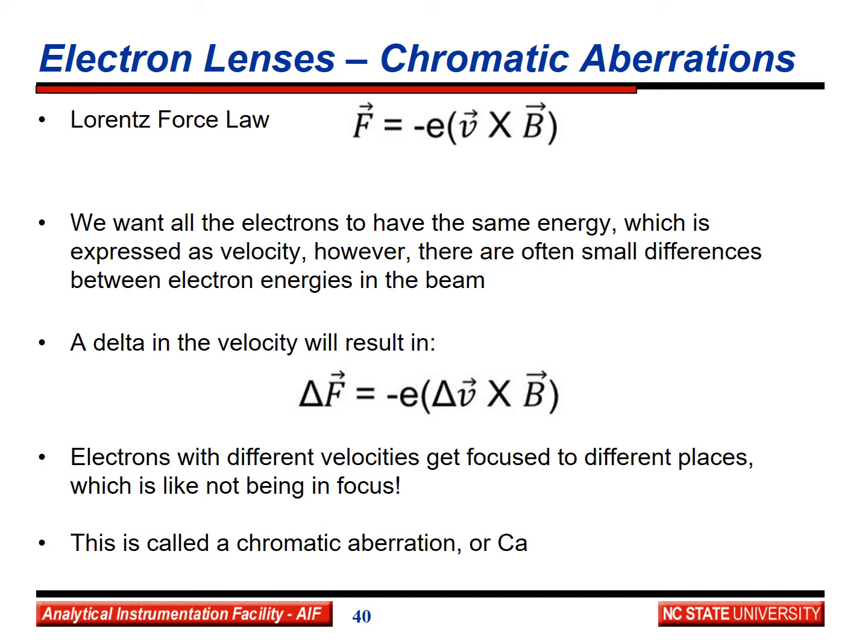One of the consequences of the Lorentz force is that we have to worry about aberrations. In theory, all of the electrons are accelerated exactly the same by the anode plate, and they all have exactly the same energy. The energy is expressed as the velocity of the electrons. However, there are going to be some small differences between electron energies in the beam. So if we have a delta in the velocity of our electrons, that's going to result in a delta in the force that's experienced, which means that electrons with different velocities get focused to different places, which is like not being in focus. This is called a chromatic aberration, or C sub A.